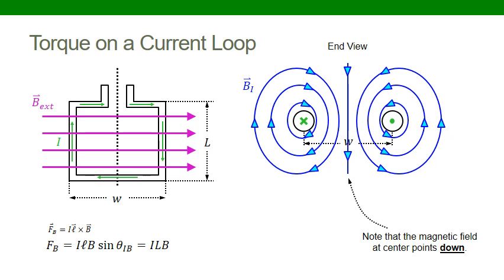But one point I want to make is that right in the center, the magnetic field is pointing towards the bottom of the screen for the orientation of current that we have. I'm going to come back to this, but the magnetic field in the center of the loop is pointing towards the bottom of the screen.